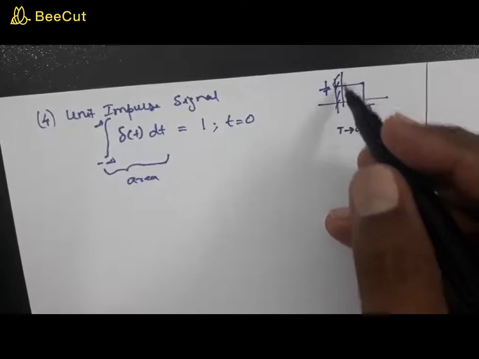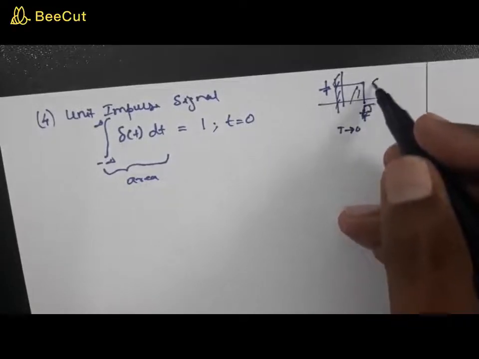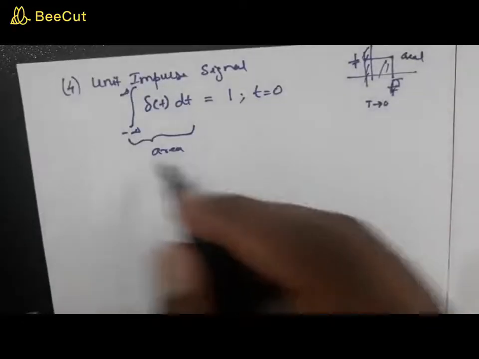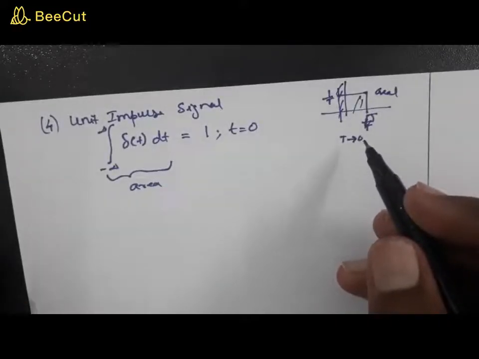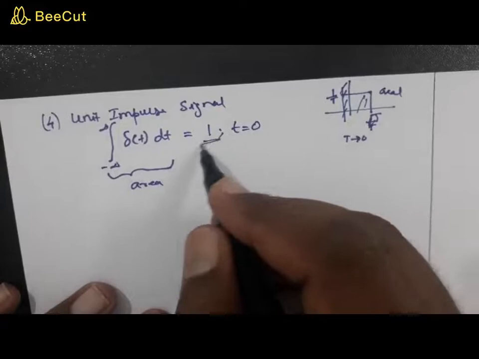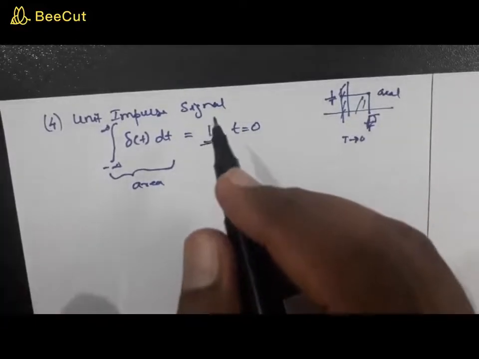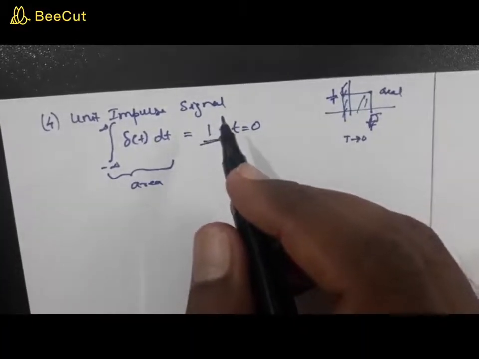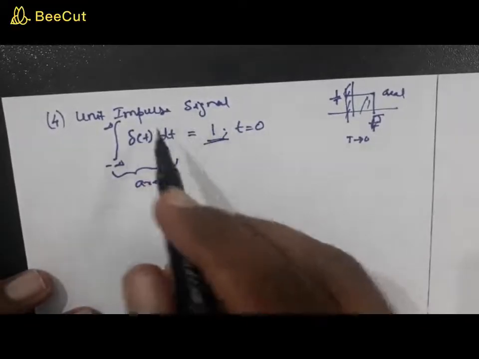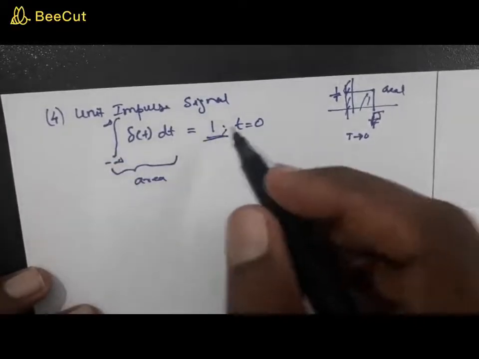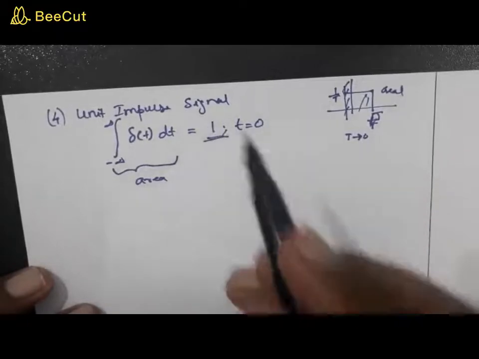Still, even then, in both the cases, the area is equal to 1. That's the meaning of this. So this is a very short duration signal whose area is equal to 1. That's the difference between an impulse signal and all other signals. In all other signals, the strength is assessed by its magnitude, while in the unit impulse signal, it is assessed by its area, not the magnitude.